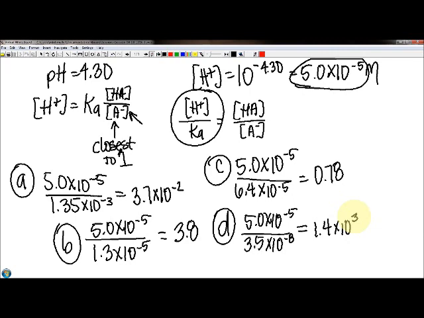Well, we need to pick the one closest to the value of 1. Well, the closest value would be C, the benzoic acid, because that's 0.78. Everything else is too far away from 1. So we would pick the benzoic acid and its sodium salt to be the best choice for buffering a solution at a pH of 4.30. So if you figure out the H plus over the Ka and pick the one closest to 1, the pH will have the least amount of change.